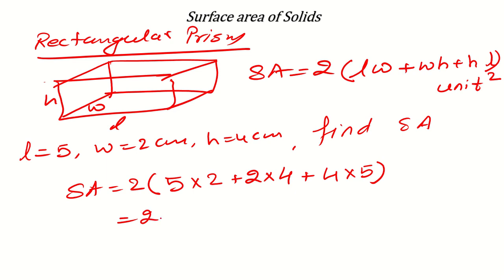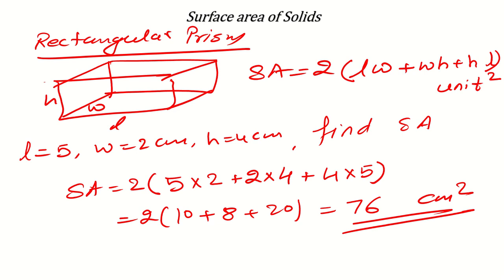Calculate this. 2 times 5 2s are 10, 2 4s are 8, 4 5s are 20. 10, 8, 18, 18 and 20, 38. 38 times 2 is 76 centimeter square. Like this we can solve the question.